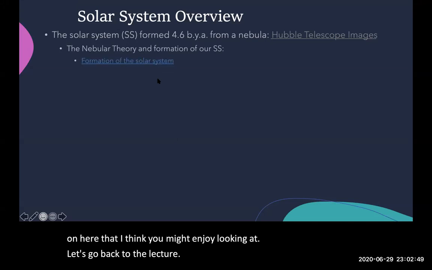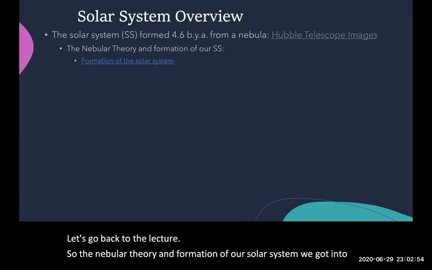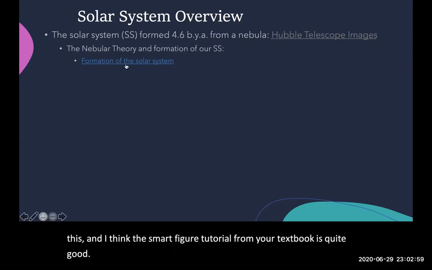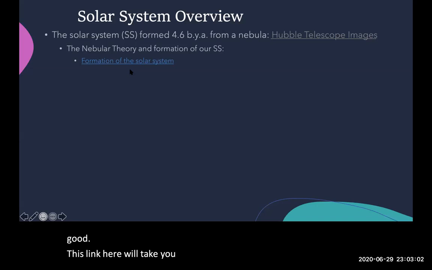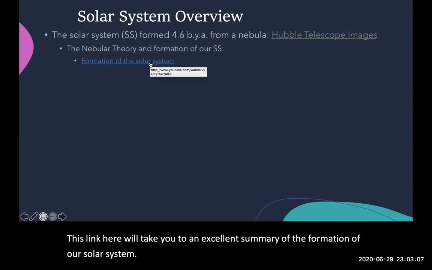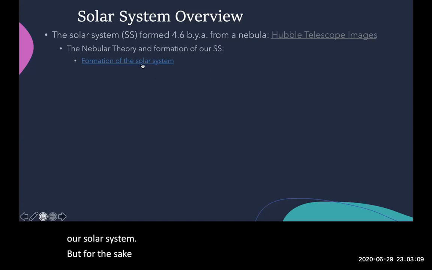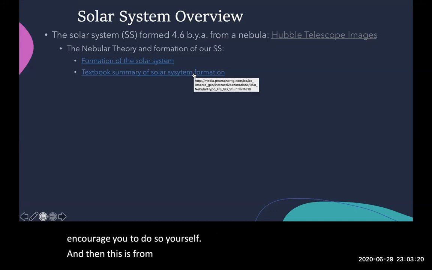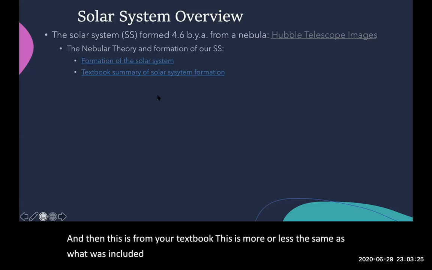So the nebular theory and formation of our solar system. We got into this, and I think the smart figure tutorial from your textbook is quite good. This link here will take you to an excellent summary of the formation of our solar system. But for the sake of being brief, I won't click on it now, but I would encourage you to do so yourself. And then this is from your textbook. This is more or less the same as what was included in the previous lecture.